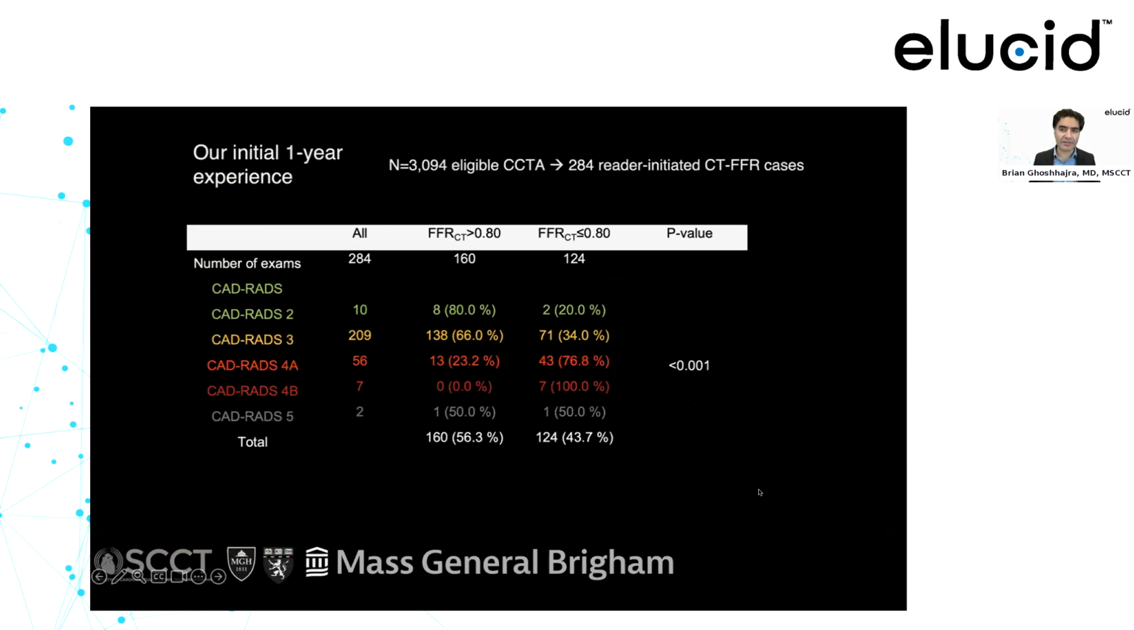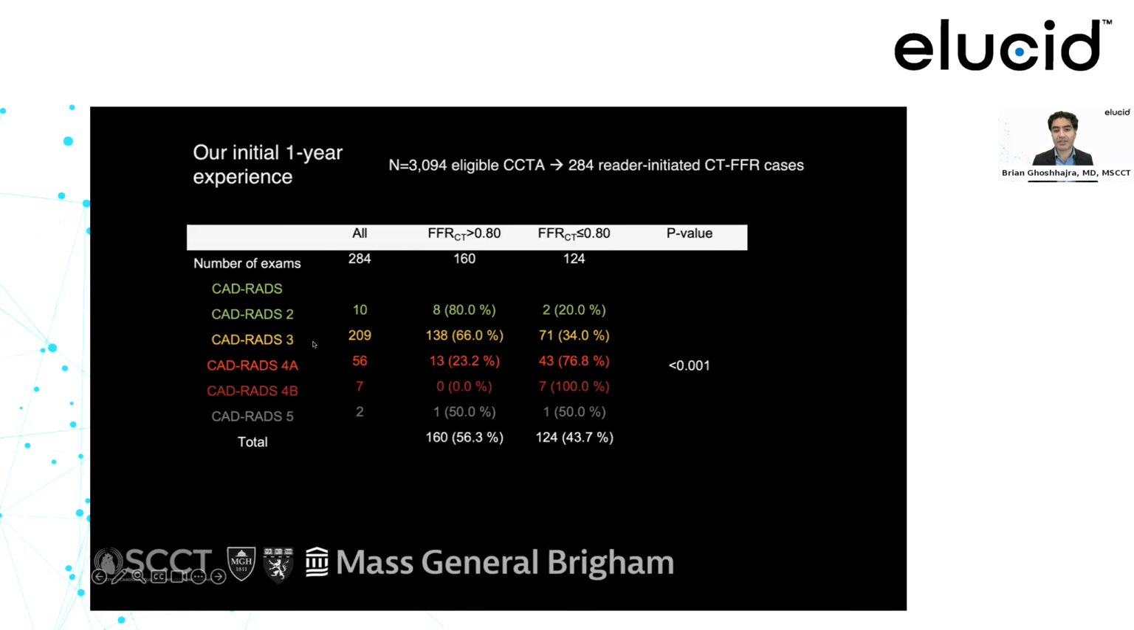We were lucky enough during the pandemic to turn on clinical use of CT-FFR from one of the vendors, and we decided to do selective use. Our volume during that year it's tripled now. Actually, we're on pace to do 10,000 native coronary CTs just this year. But of those 3,000 eligible scans during the pandemic, the reader initiated the majority of the sending selectively, and that was about just under 10%.